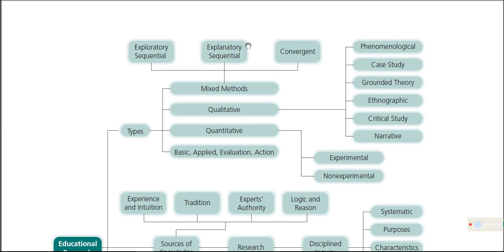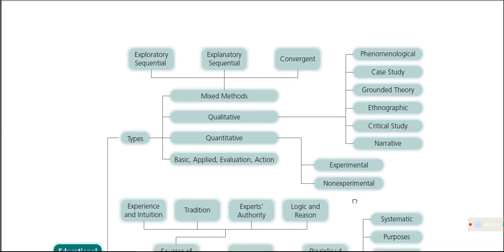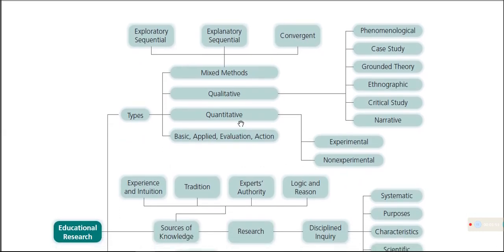So, dito sa mixed methods, meron tayong tatlong types. We have the explanatory, sequential, and convergent. Sa qualitative naman, meron tayong phenomenological, case study, grounded theory, ethnographic, critical study, and narrative. For quantitative, ito yung usually na ginagamit natin. We have experimental and non-experimental. So most probably dito tayo papatak sa quantitative type of research.